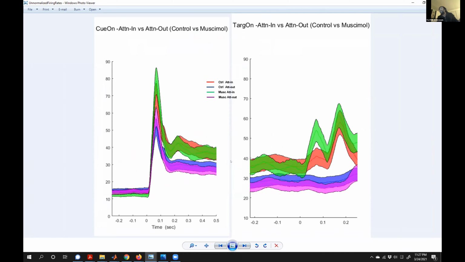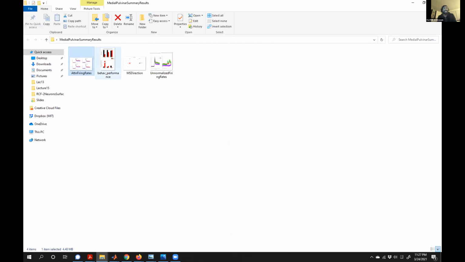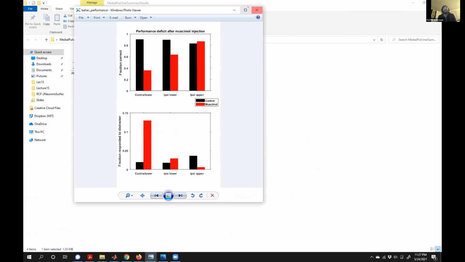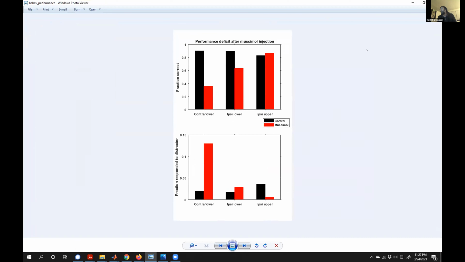Attention is happening elsewhere. But then if you look at the behavioral performance of the animal, it's insane. This is before any muscimol injection. In the location where it was injected, you see the performance go from 90% to close to 30%. And the response to distractors just goes insane, the animal is almost always responding to distractors. So this is the main thing. How do I explain this data? I don't know, but it's interesting.